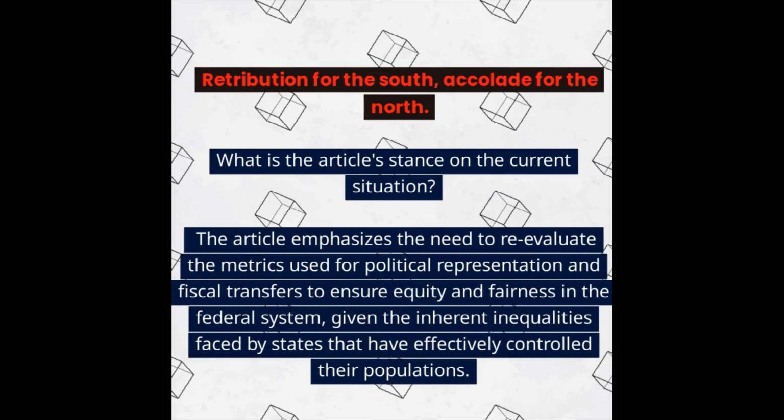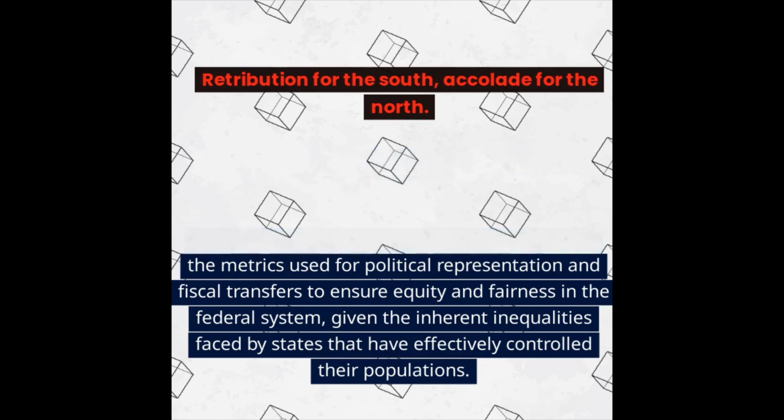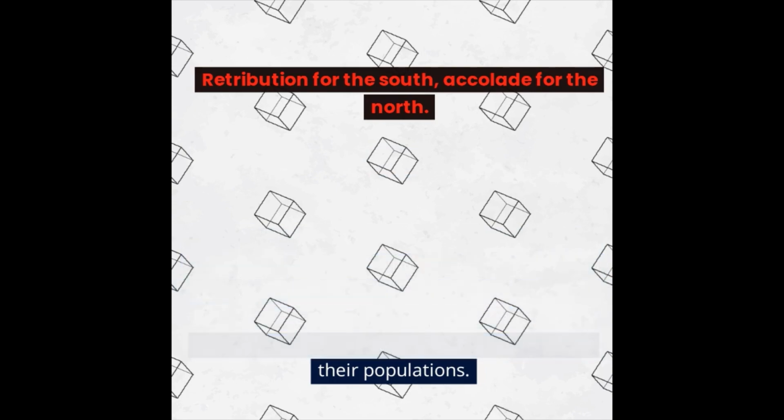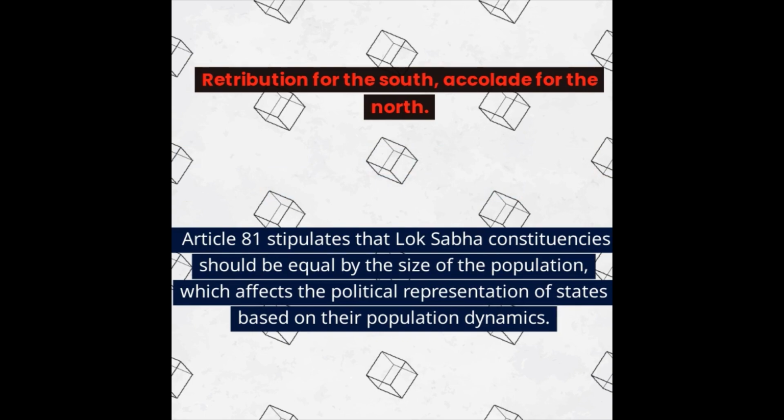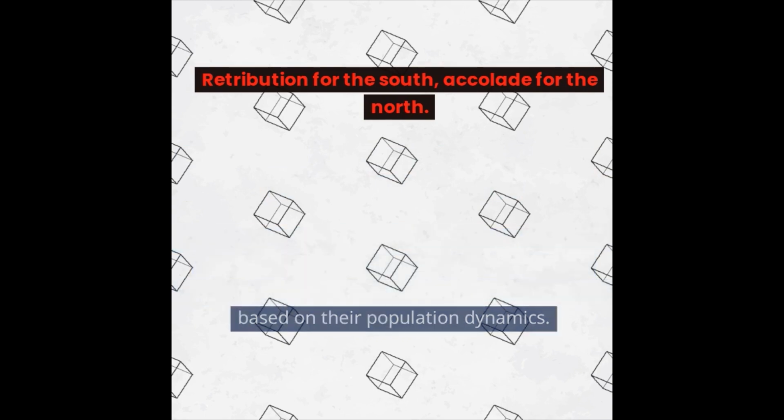What is the article's stance on the current situation? The article emphasizes the need to re-evaluate the metrics used for political representation and fiscal transfers to ensure equity and fairness in the federal system, given the inherent inequalities faced by states that have effectively controlled their populations. What is the significance of Article 81 of the Indian Constitution in this context? Article 81 stipulates that Lok Sabha constituencies should be equal by the size of the population, which affects the political representation of states based on their population dynamics.